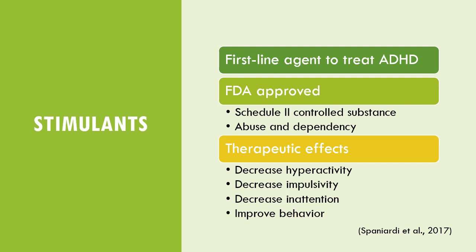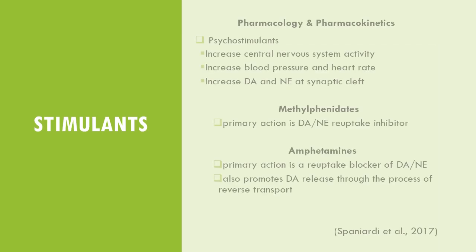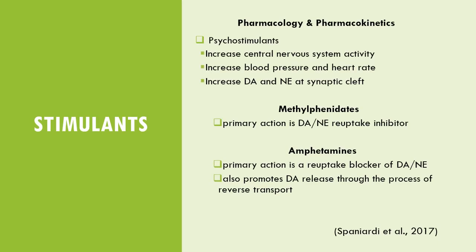Stimulants are known to be abused and for dependency to occur, which is why the FDA has classified them as a Schedule II narcotic. Stimulants come in two different forms called methylphenidates, or MPH, and amphetamines. They're classified as stimulants due to their ability to increase activity in the central nervous system. This is the reason that you see the increase in blood pressure and heart rate in any form of stimulant.